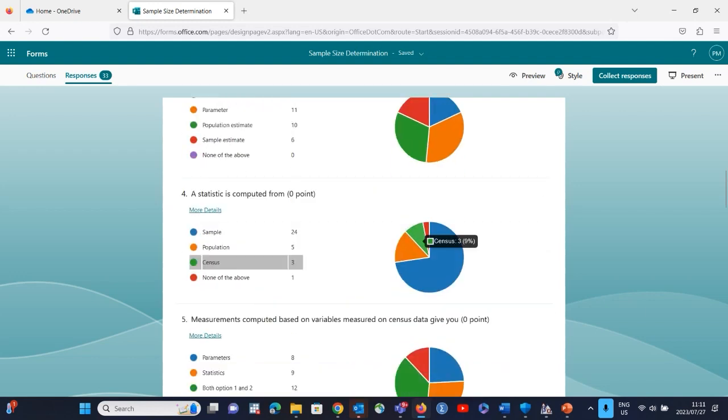And then we say a statistic is computed from a sample, so those who said a sample are correct. Because from the population, we get parameters. And if we're using sample data, we compute statistics and we use them to estimate population parameters.